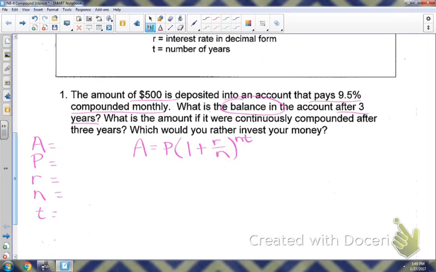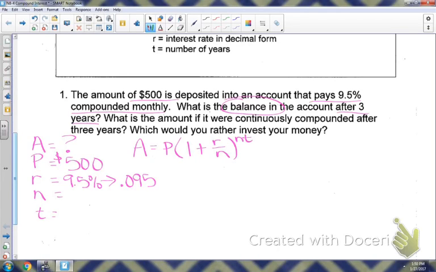A is the final amount. So we're looking for the balance after 3 years, which is what we're trying to find. So we don't know A. P is the starting amount. The starting amount in the account is $500. The rate, it's paying, which means it's earning you money, 9.5%. So I'm going to change that to a decimal by either dividing by 100 or moving the decimal 2 places to the left. So it should be 0.095.